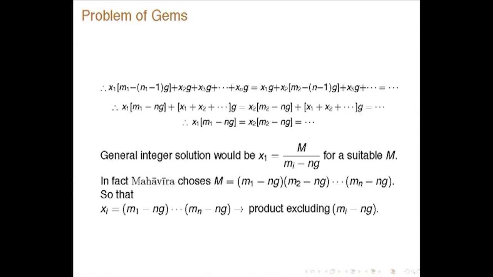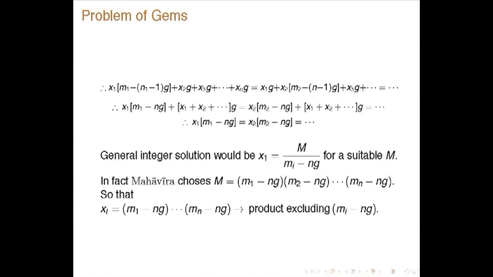And the other persons will similarly have this kind of value of the gems. So, you will have x1 into (m1 minus ng) is equal to x2 into (m2 minus ng) is equal to so on. So, the general integral solution will be x1 equal to capital M by (m1 minus ng). Obviously, these x1, x2, etcetera are all inversely proportional to these things. So, you choose M, and divide by (mi minus ng), that will be xi. In fact, Mahavira chooses M as the product of these (mi minus ng) terms.